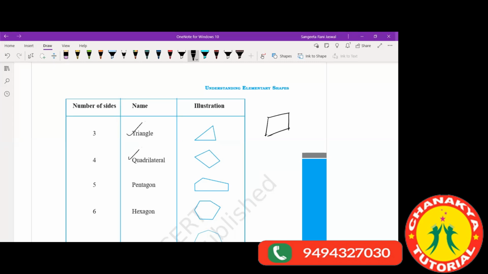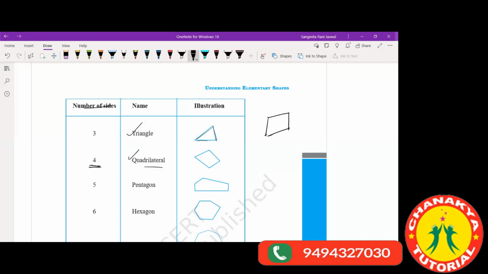We studied square, properties of square, rectangle, parallelogram, trapezium, rhombus, Ma'am, right? So triangle isn't a quadrilateral. No, triangle is a triangle only. Triangle is made of three sides. Quadrilateral is such a figure which is made of four sides. The number of sides in a quadrilateral is four.